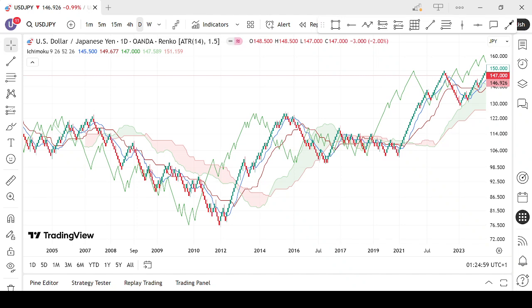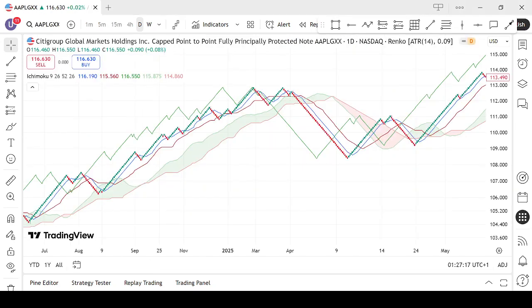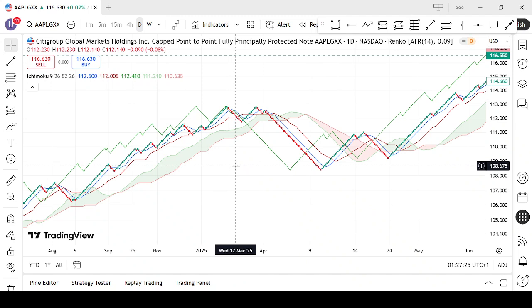Today's video is about the Explosive Ichimoku Renko trading strategy, a unique method that combines precision with clarity to help you swing trade stocks like a pro. So stay tuned as we break down the concept and guide you step by step on how to implement this strategy effectively. We start by mastering the Ichimoku Renko fusion.